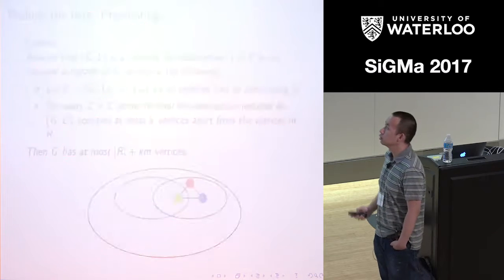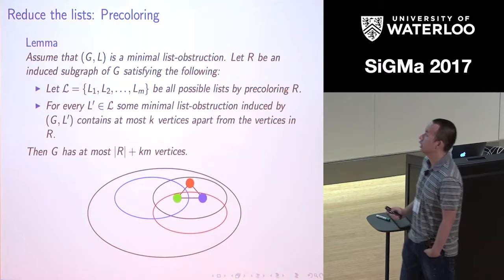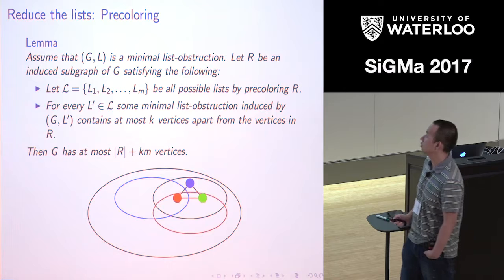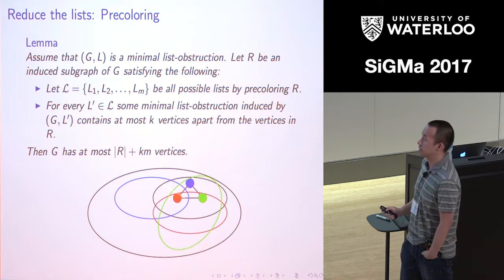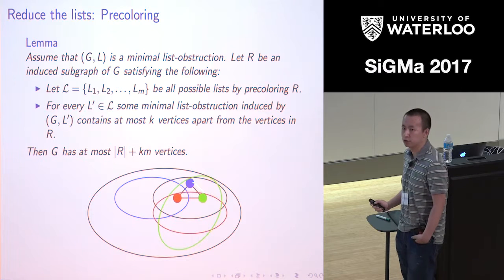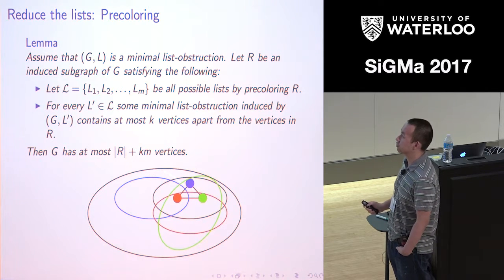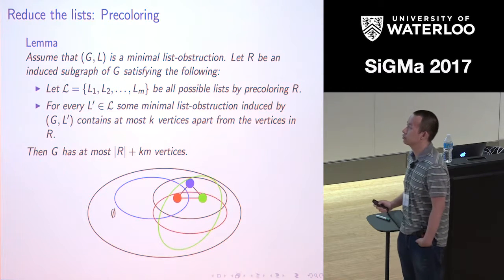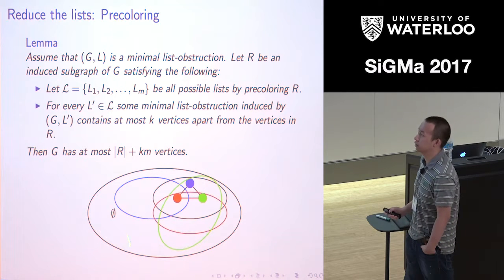So we can try other colorings of the triangle. Let's say we color this way, and we find another small minimal obstruction, and a third way and another. We assume these three ways are the only possible ways of pre-coloring this triangle. Then we claim that the whole graph is just this triangle plus these three things together, because these three things together are enough to make the graph not colorable. So there's really nothing else.